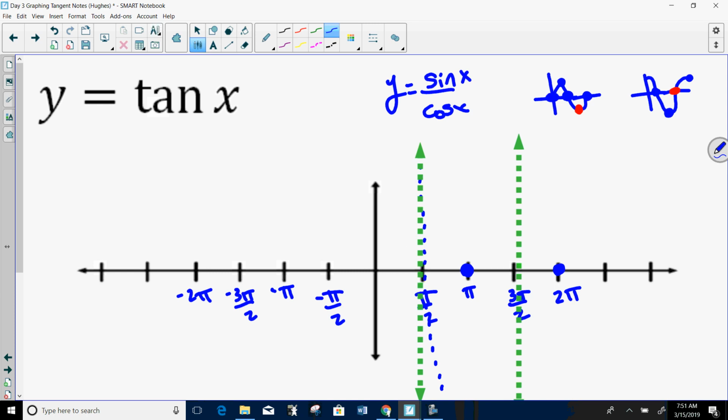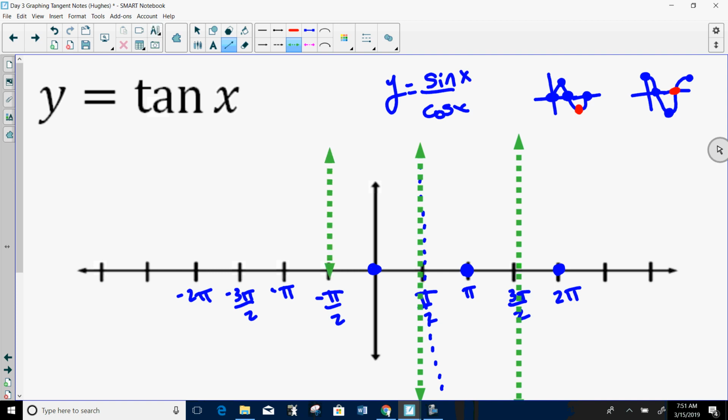If we go back here to 0, what does 0 look like? 0 would be right there for sine, and 0 would be right there for cosine. So that would be 0 divided by 1, which would be 0. And then if I continue out this pattern, notice every 180 degrees, I have an asymptote.